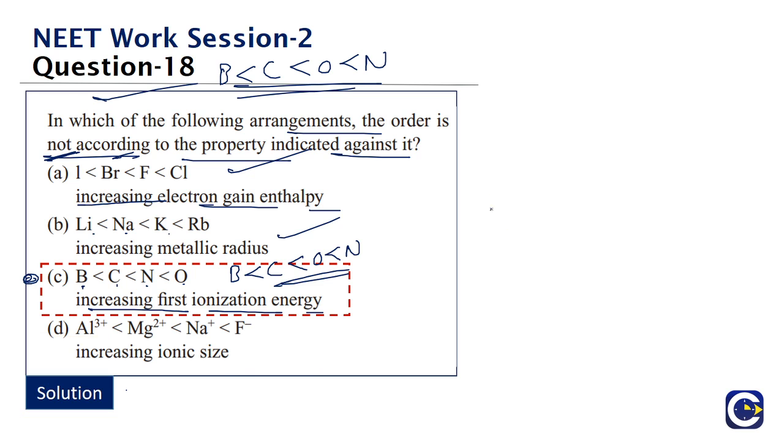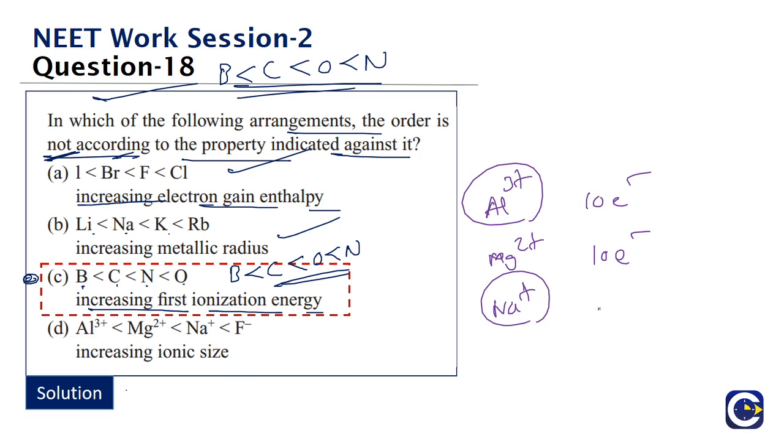Isoelectronic species means what? Aluminum normally has 13 electrons. Al3+ means we remove 3 electrons, so it becomes 10. Magnesium has 12 electrons; Mg2+ means removal of 2 electrons, so 10 electrons. Sodium has 11 electrons; removal of 1 electron means it becomes 10. Fluorine normally has 9 electrons; adding 1 electron, it becomes 10. All these are isoelectronic species.